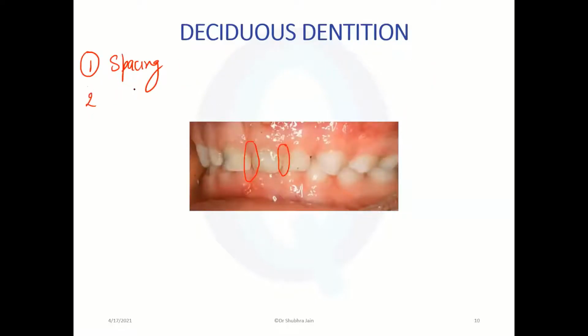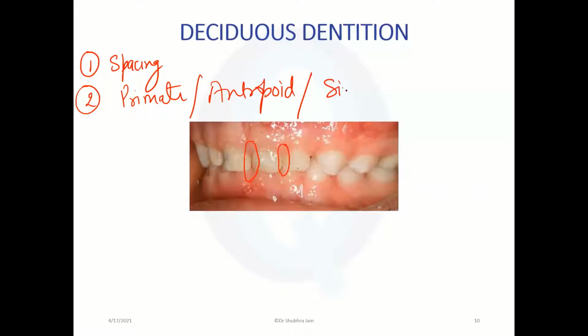Okay, first is generalized spacing. The second characteristic is primate spaces. Okay, primate, anthropoid, or simian spaces. So it is distal to the lateral incisor in the maxillary arch and mesial to canine in the mandibular arch. So there are primate spaces in the deciduous dentition.